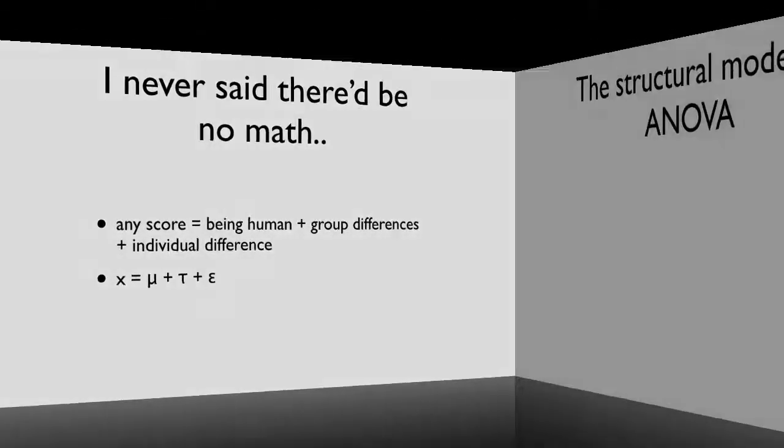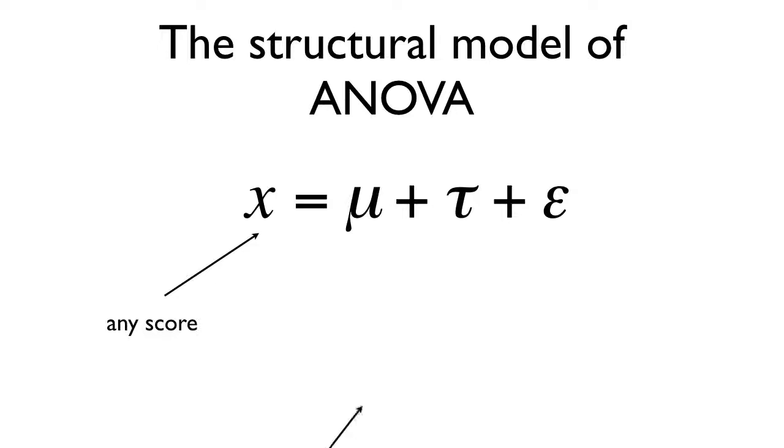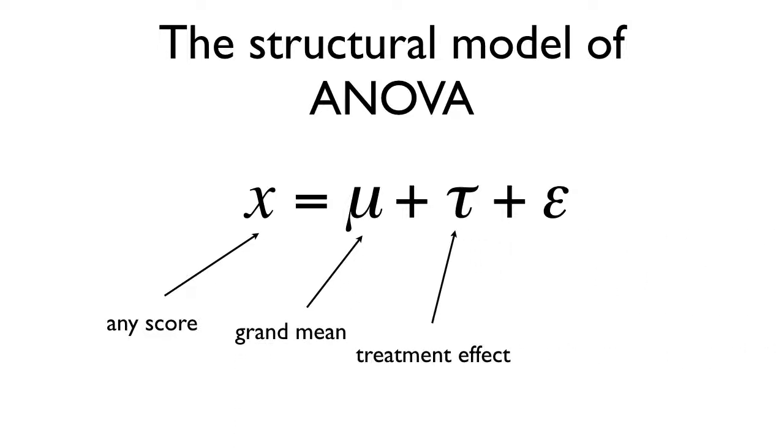Okay. So we call that the structural model of analysis of variance. Any score equals the grand mean plus the treatment effect plus error, individual differences. So there's some overall level that you all have. If I took, in fact, the average of all of your scores, this here, 3 here, 3 here, 3 here, whatever this experiment is, that's the grand mean.